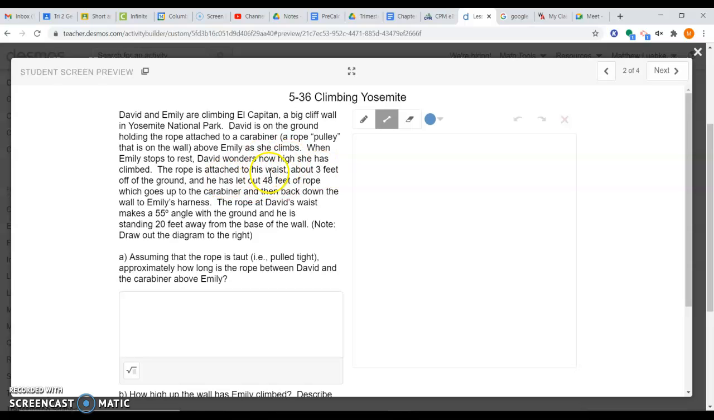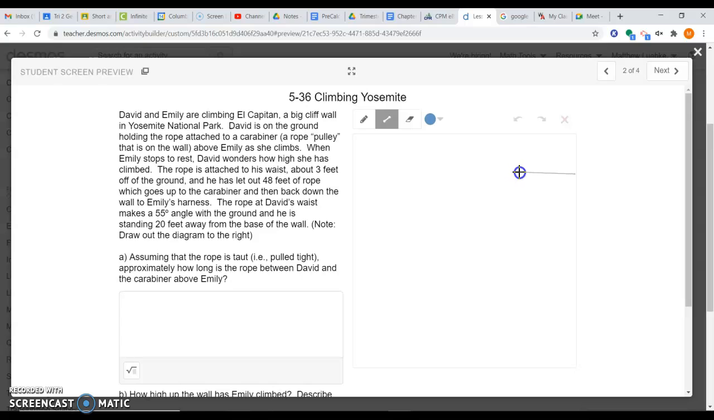The rope is attached to his waist about 3 feet off the ground, and he has let out about 48 feet of rope, which goes up to the carabiner and then back down to Emily's harness. The rope at David's waist makes about a 55-degree angle with the ground, and he is standing about 20 feet away from the base of the wall. And so I'm going to help you here draw out what this problem looks like.